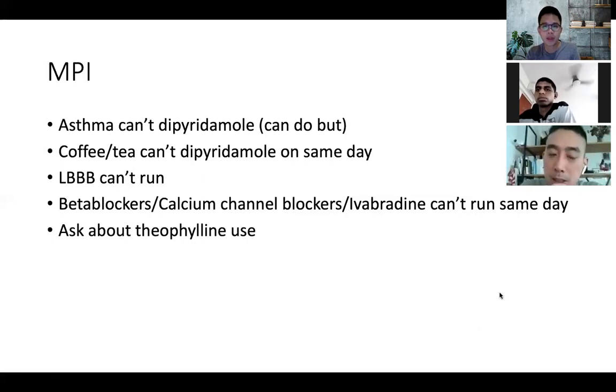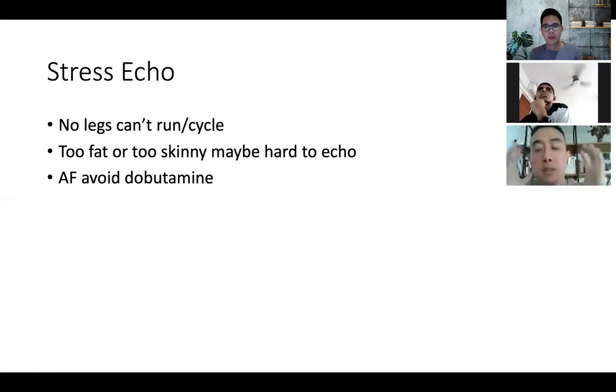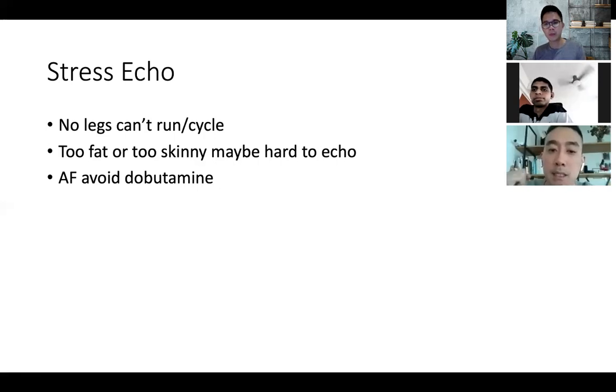Okay. And about stress echoes? Obviously, if you have no legs, you can't run or cycle. The other thing to know about echo is it really depends on the patient. You need very clear images to be able to interpret regional wall motion abnormalities. A lot of times it's hard to tell until the patient is there for the appointment, when the technician starts to do the first baseline echo. But if you're ordering the test and you suspect it is going to be difficult to do an echo, then it's probably not advisable to order a stress echo upfront.